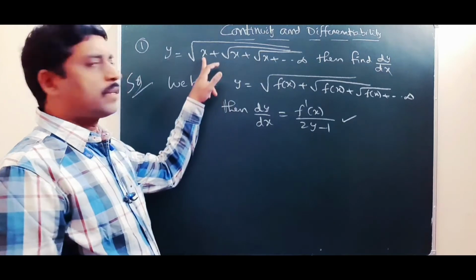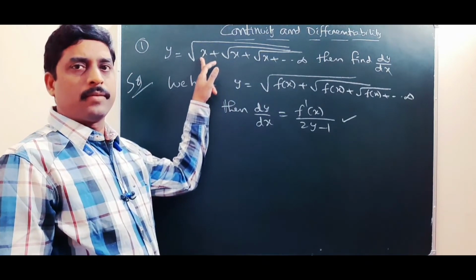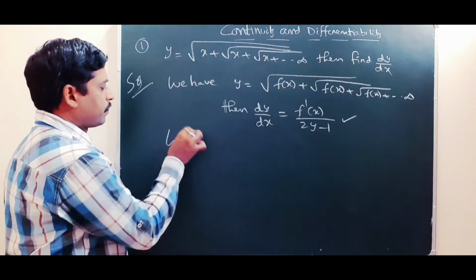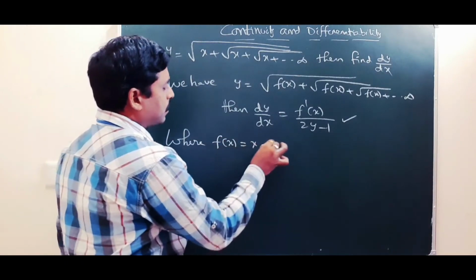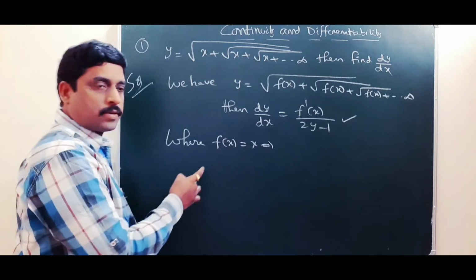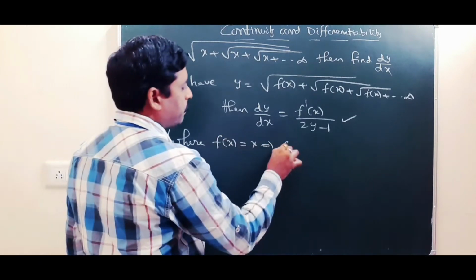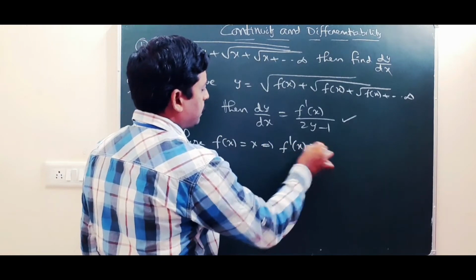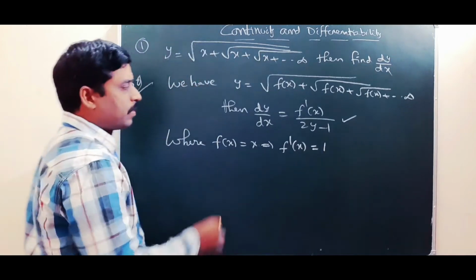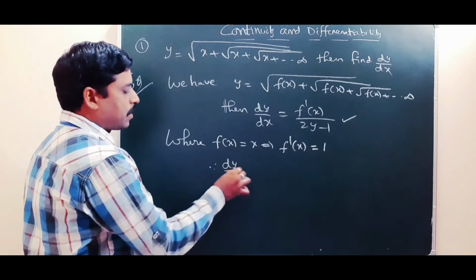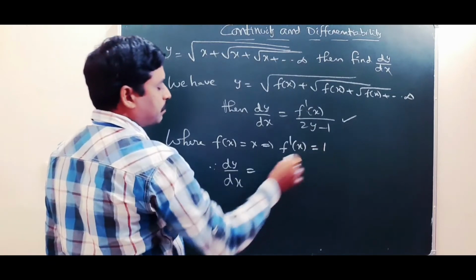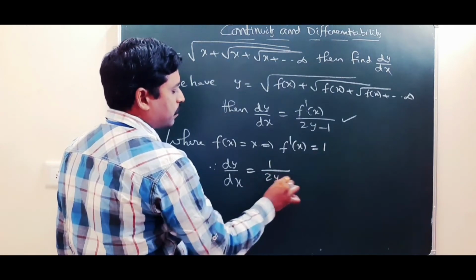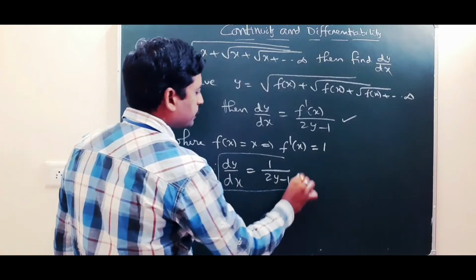So in this, what is the f of x expression? f of x is equal to x. Therefore, differentiation of f of x gives f dash x, and the differentiation of x is 1. Okay, what is the formula? dy by dx is equal to f dash x, that is 1, by 2y minus 1. This is the answer.